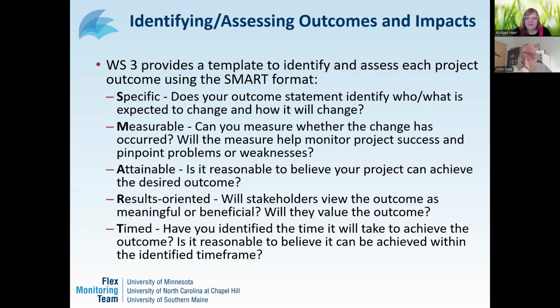With worksheets 1 and 2 in place, worksheet 3 moves you into identifying the actual outcomes you expect to see from your project. This worksheet uses the SMART test to make sure your proposed outcomes are specific, measurable, attainable, results-oriented, and timed. Each outcome should pass this test to be included. For example, a sample outcome might be, following participation in a cohort project, the percentage of critical access hospitals implementing new strategies will increase from 35% to 50% within 1 year. That's SMART. It's specific, measurable, and sets a clear timeframe.